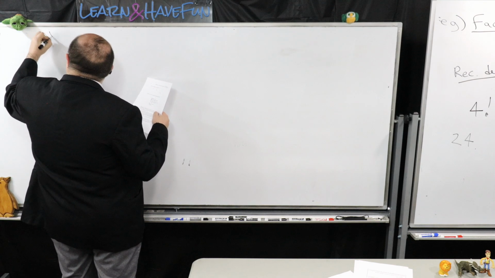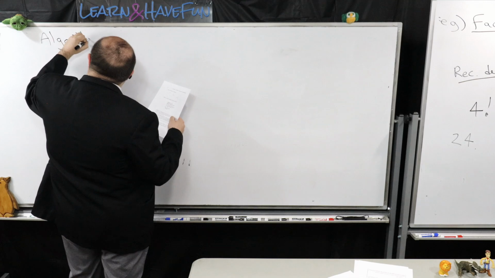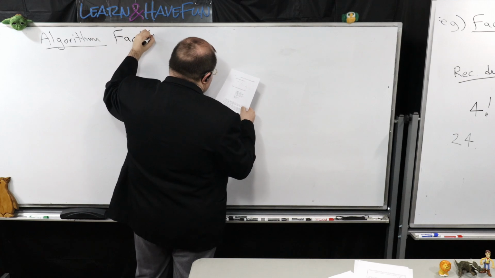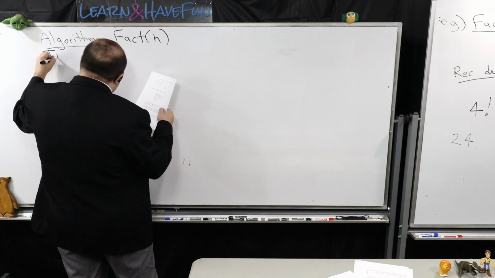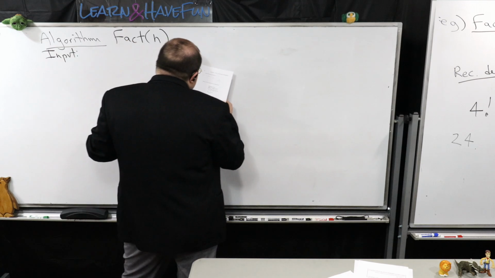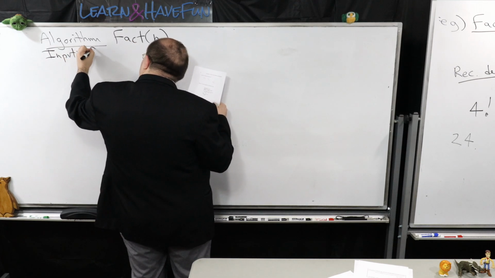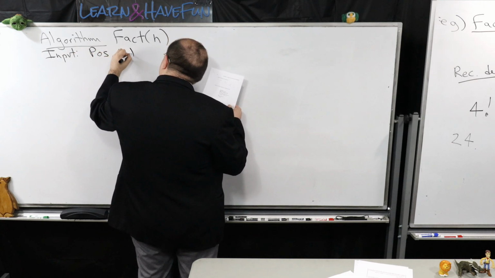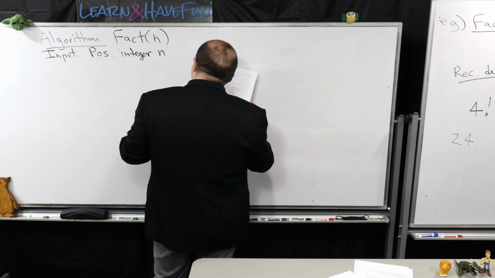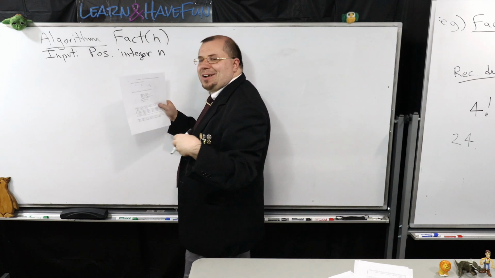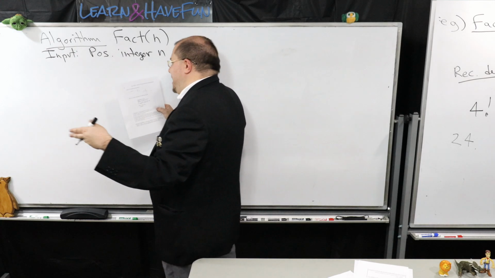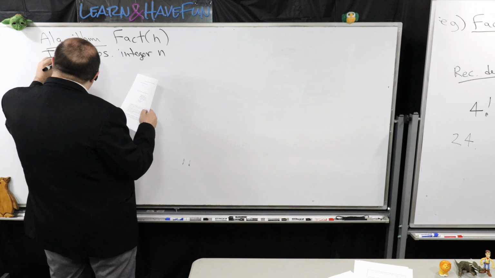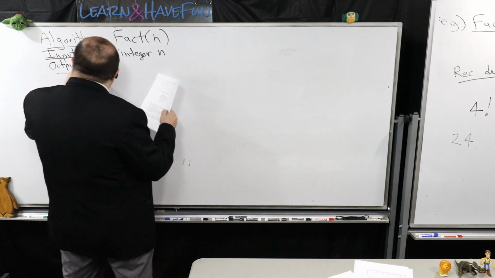So let me write out some pseudocode for factorial. Let's get our algorithm. I'm just going to call it fact, for the sake of abbreviation. The input is a positive integer. Note that my pseudocode, if you look at the notes after, I made for non-negative integers, but that's okay. It will actually be the same. The output will be n factorial.